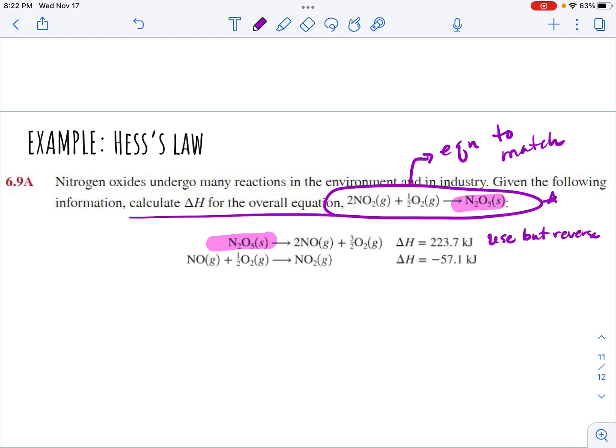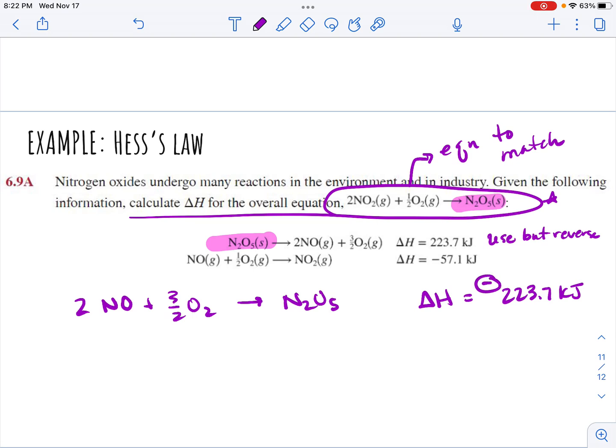Okay, so I'm going to rewrite it as 2NO plus 3/2 O2 yields N2O5. And that will put my N2O5 on the correct side of the equation, right? When I do that, if I'm going to reverse it, I have to change the sign on delta H. So delta H, for the way it's written now in reverse, will still be 223.7 kilojoules. But instead of that being endothermic, it's in reverse now, so it's exothermic. Okay, so I'm going to change the sign.